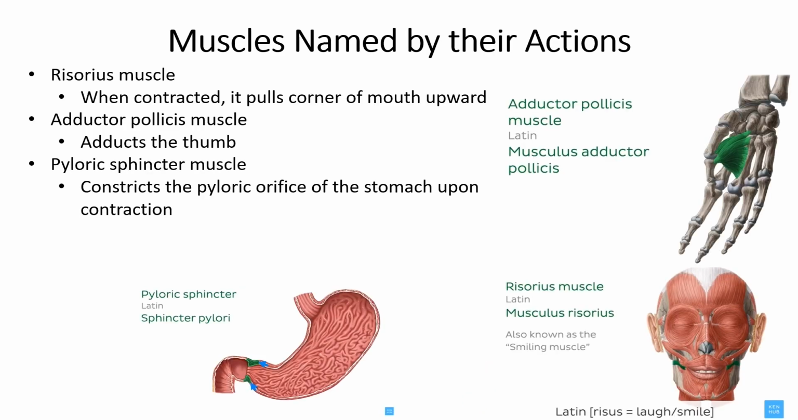Other examples of muscles named by their actions. Risorius muscle. When contracted, it pulls the corner of the mouth upward. That's why it is also known as the smiling muscle. Adductor pollicis muscle. Pollicis means of the thumb. Pyloric sphincter muscle. It constricts the pyloric orifice of the stomach upon contraction.